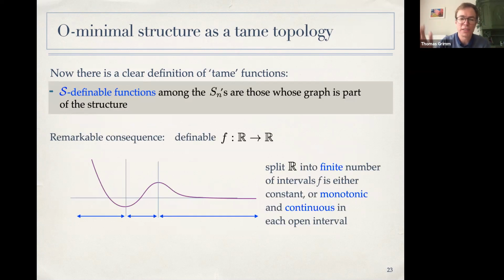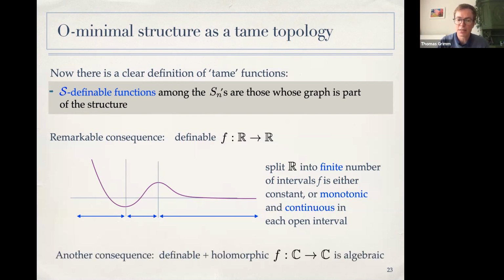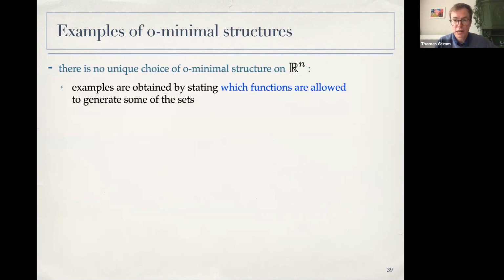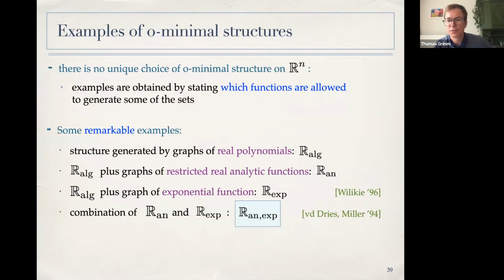And then you can prove remarkable theorems, for example, that such a definable function always has finitely many monotonic pieces. So there is always a finite decomposition, and in between, the function is monotonic or constant. Another consequence is that if you have a function which is definable and holomorphic, it's just a polynomial, it's algebraic. The remarkable thing is there are non-trivial examples of these structures. That's where the story really begins. They are defined by what kind of functions you can add. So you can add polynomials, okay? This is actually part of the definition of such structures. But you can also add restricted real analytic functions, and you can add exponential functions.